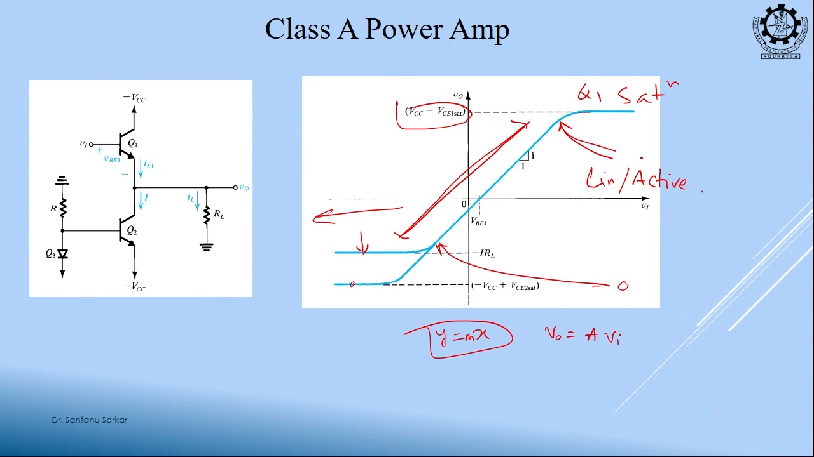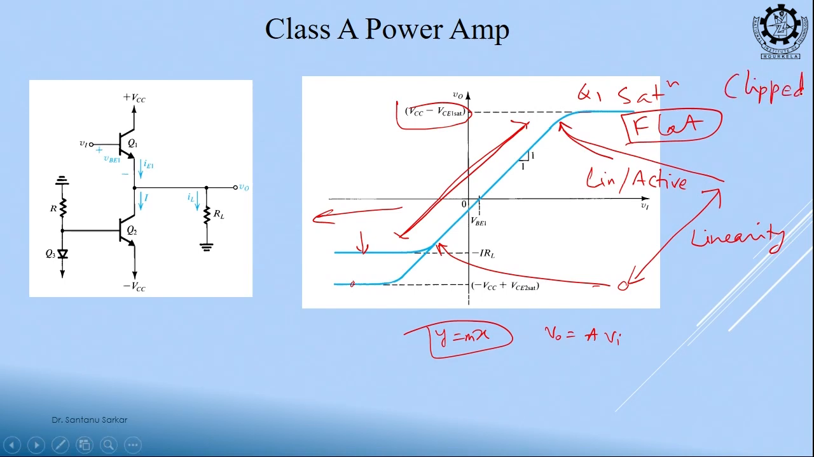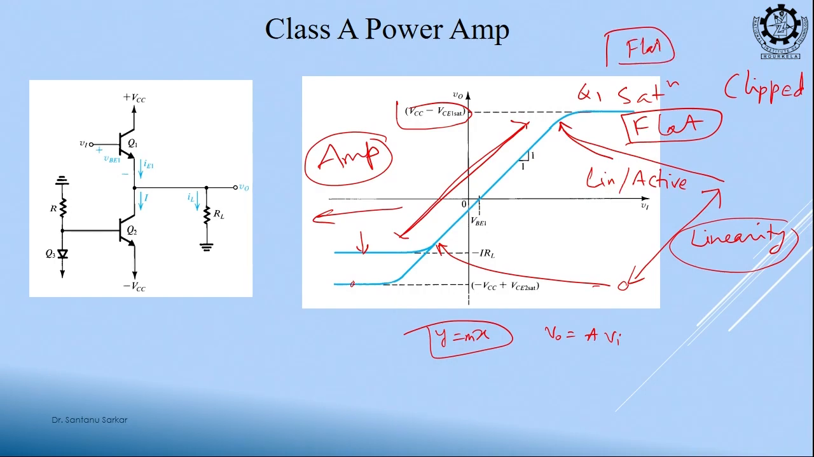Okay. So, this is my linearity, and this is where it is getting flat. If it is getting flat, it means my output will be clipped. Understood? So, if you want to use it as an analog amplifier, your zone is this zone. If you want to use it as a switch, your zone is this flat saturation.